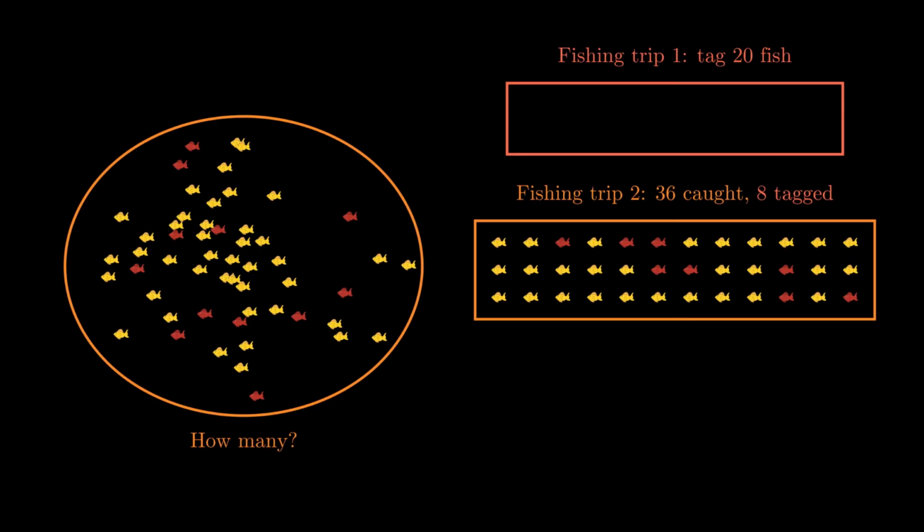Now here, the key idea is that we assume that the fraction of tagged fish in our sample from our second fishing trip accurately reflects the real fraction of tagged fish in the entire population. Now we know it's incredibly unlikely to be actually correct, but we assume it's close, so we will base our estimate on this assumption here.